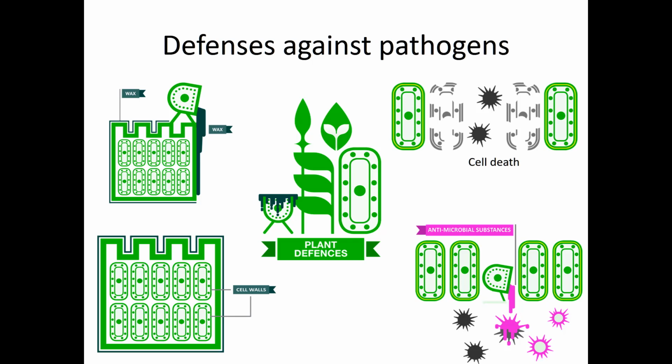Finally, plants are able to produce a whole bunch of substances that kill viruses, bacteria, etc. inside the cells. So many of the plant defense compounds that we're going to talk about later and that we've talked about in other parts of the class may be protective compounds or defensive compounds that are also effective against pathogens and not just herbivores.